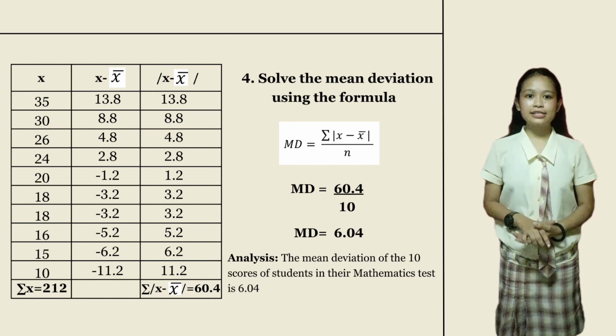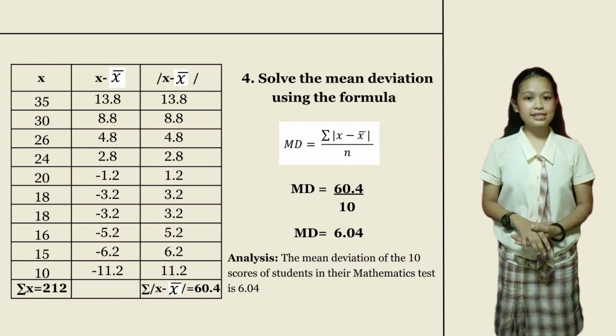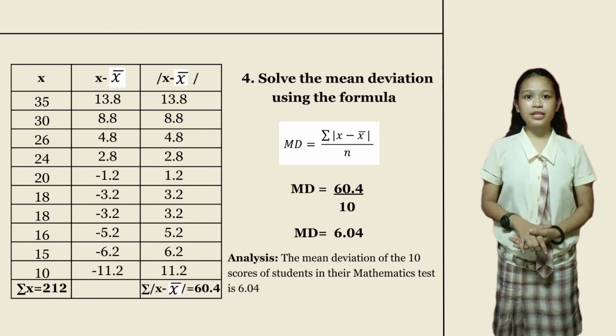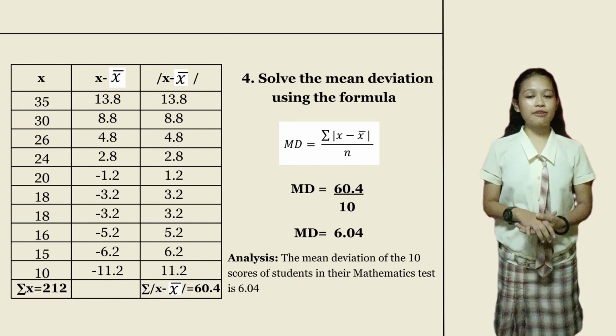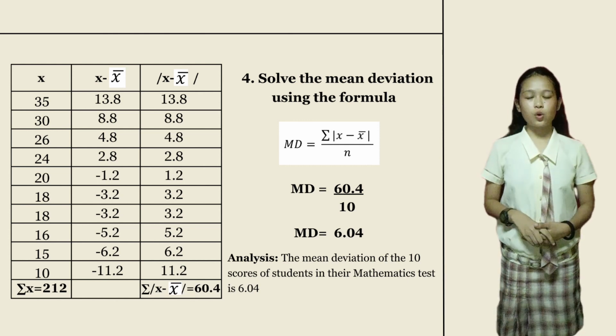And for the analysis, the mean deviation of the 10 scores of students in their mathematics test is 6.04. It indicates that though the mean deviation is not that big relative to the mean, we can still say that there is variability in students' scores.